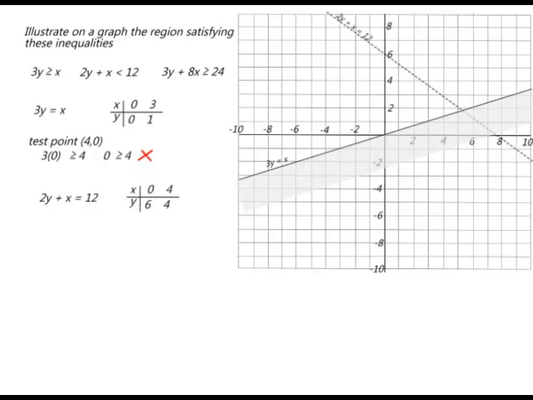Where do we shade? Now we can take the test point 0, 0. Substitute it. 2 times 0 plus 0 is less than 12. 0 is less than 12. That is true. And so that point lies on the wanted side of the line. We shade the other side.